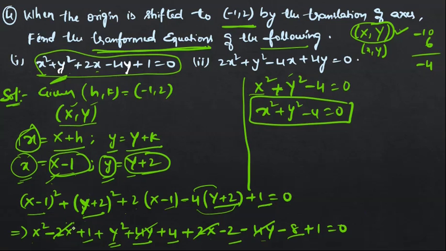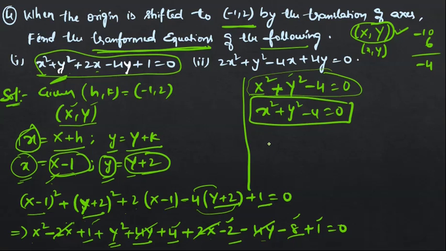Now X terms, here minus 2X is there and here plus 2X gets cancelled, plus 4Y and minus 4Y gets cancelled. Now I'll add the numbers here, plus 1, then plus 4, that is plus 5, plus 1, plus 6, minus 2 and minus 8 is minus 10. So minus 10 plus 6 is nothing but minus 4. Right, so this is the final transformed equation, right?